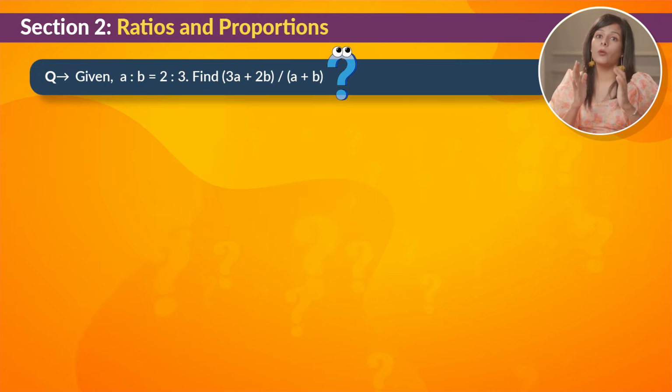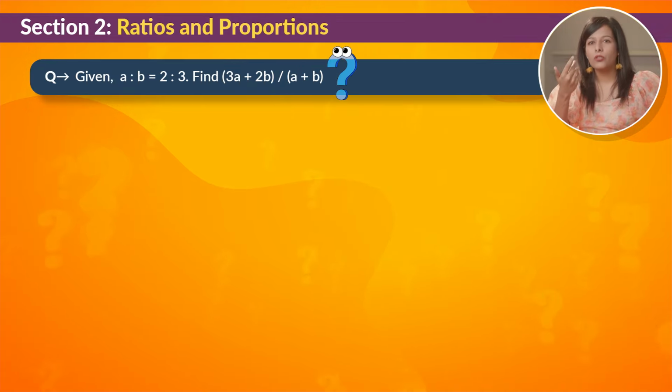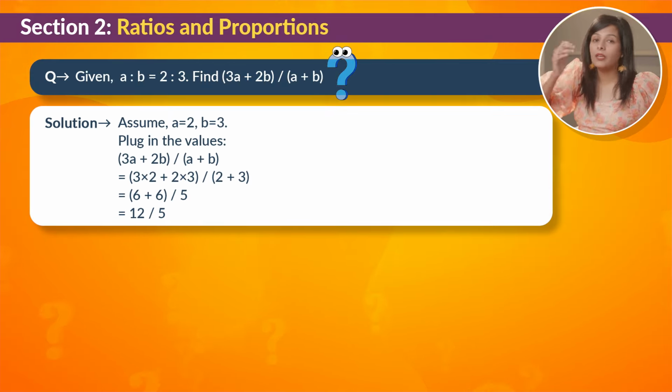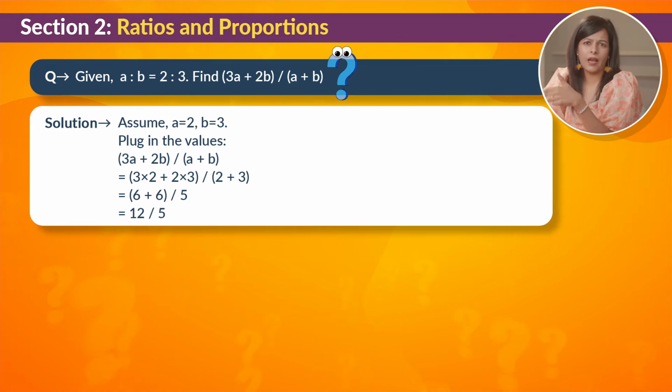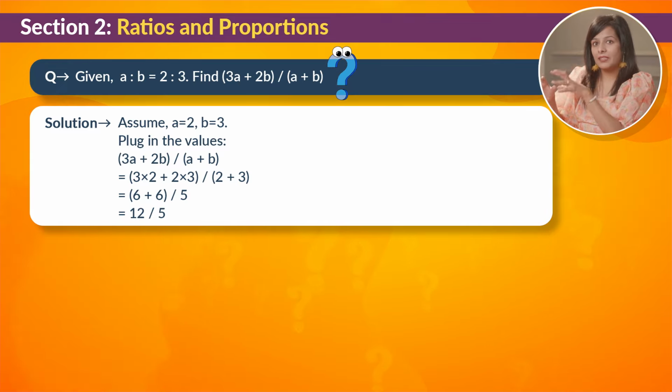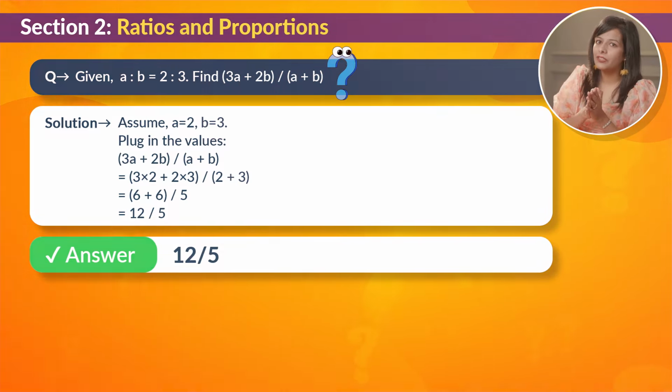Let's say you get a question where you are given a ratio as A is to B equals 2 is to 3, and you have to find the value of an equation like this. Now, instead of getting confused or trying to create equations, just assume simple values based on the ratio. Since A is to B equals 2 is to 3, take A as 2 and B as 3 and plug them in. And now you have solved it in just a few seconds.